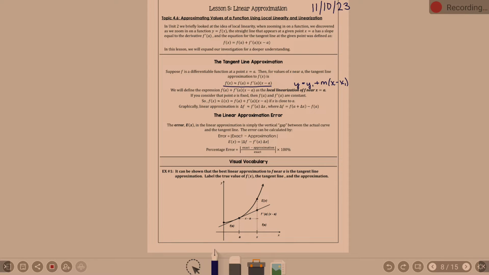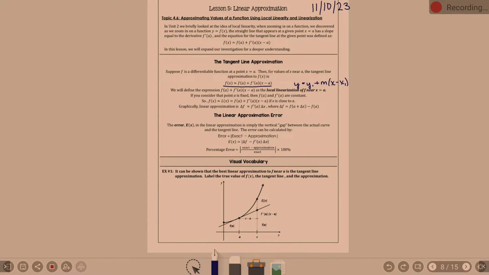Because in algebra, I taught it as y minus y1. And for calc, we've modified it and moved the y1 to the other side. Okay? So that is your idea of tangent line approximation.